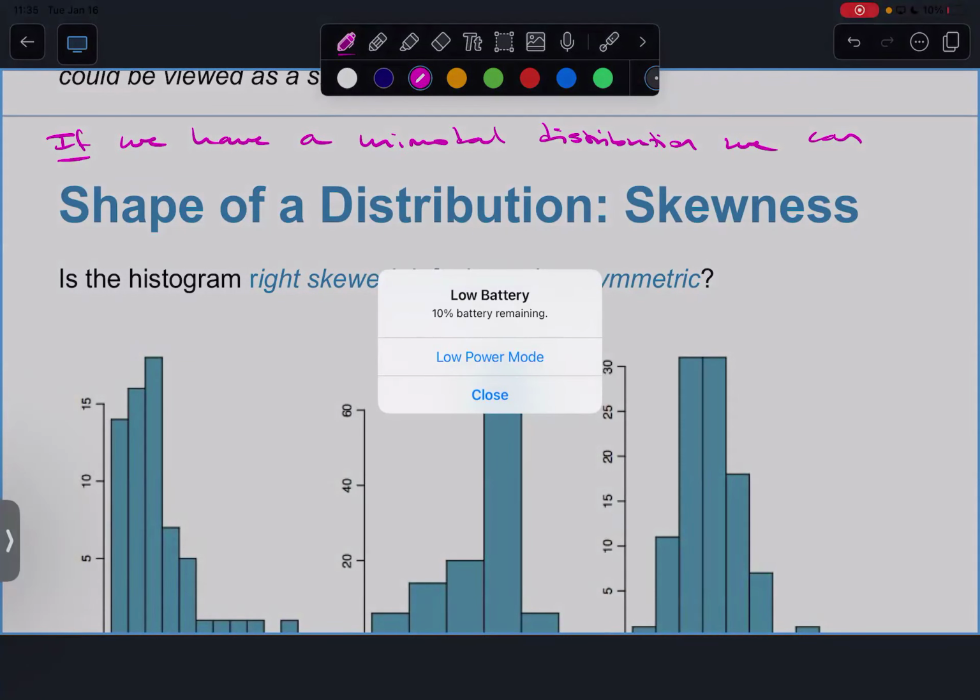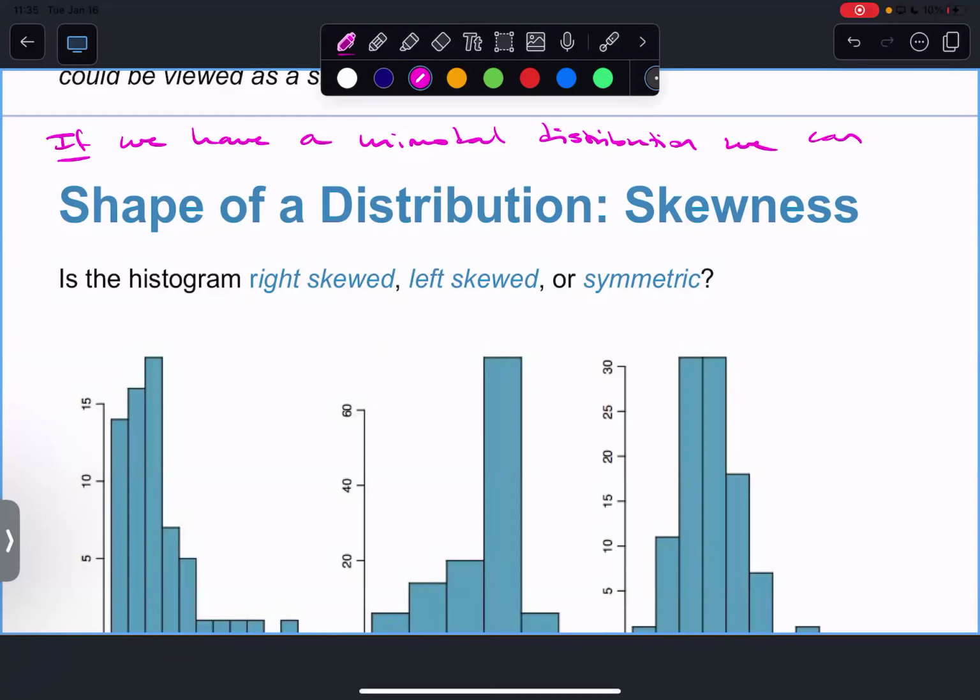Low battery, but I'm plugged in. Oh my gosh. Thank you. That would have been a disaster. Is it charging? Oh, it's charging. Okay, crisis averted. Thank you. Let's see here.